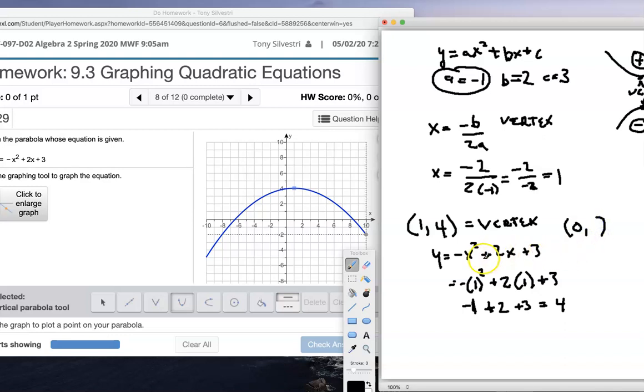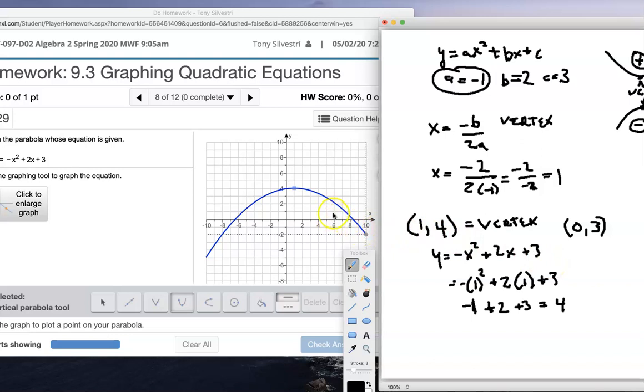Why? Because it's very easy to calculate. If x is 0, plug in 0. That means this term is 0. Square anything, you get 0. Negated, you get 0. Plus 2 times 0 is another 0. Plus 3, so there's your second point. Calculated with no effort. That's why I'm saying it.